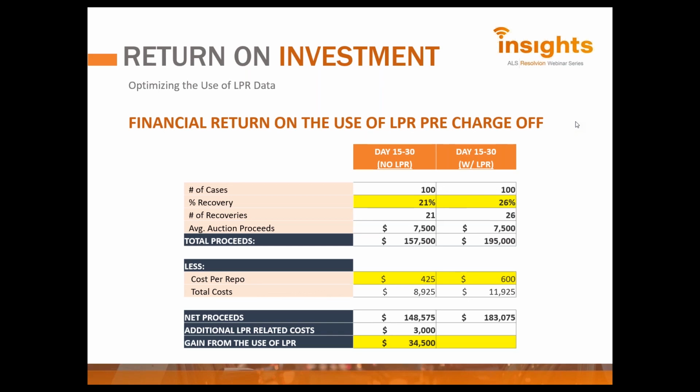Now, the LPR recovery is a more expensive recovery. Without LPR, the fee was $425. With LPR, $600. So you can see there was about a $3,000 difference in total recovery cost, but that generated, ultimately on a net basis, $34,500 of additional net recovery value. So that's basically a tenfold return on that additional $3,000 in cost that was recovered.